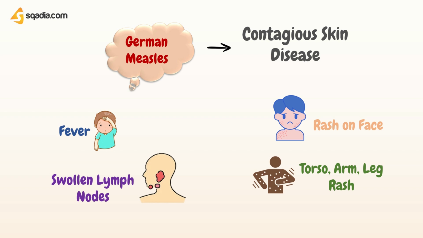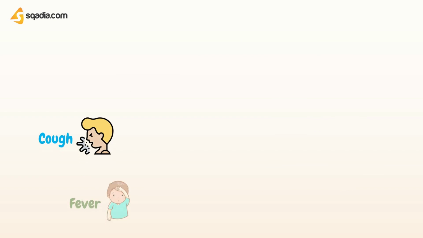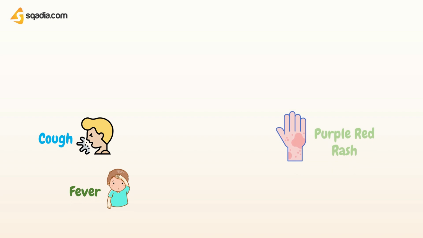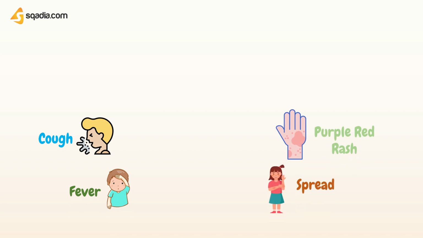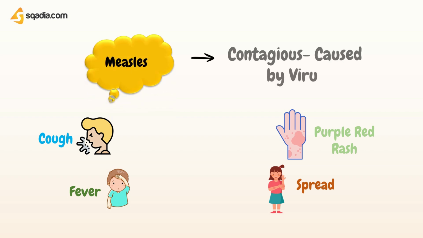And lastly, if the patient has cough and fever for 3 days, followed by a purple-red rash that starts at the head and spreads to the rest of the body, then this might be an indication that the patient has measles, which is defined as a contagious skin disease caused by a virus.